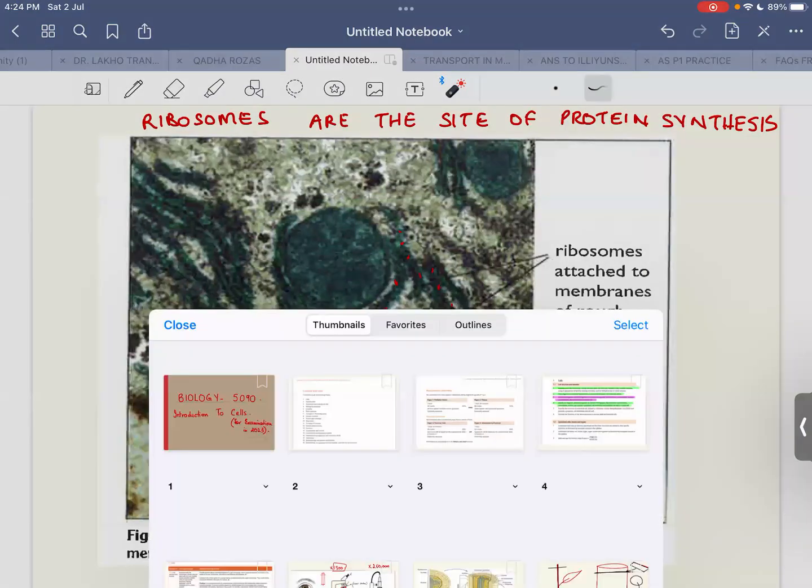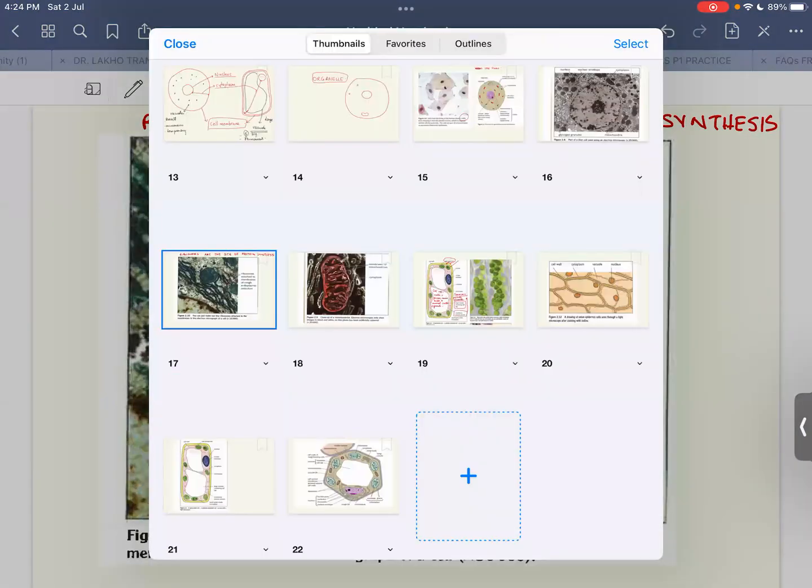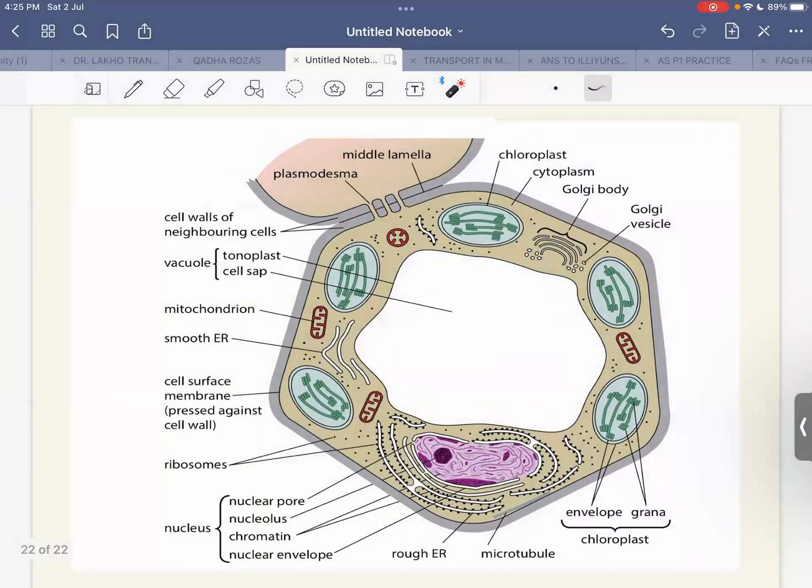Let me show you a high power magnification of a plant cell. This is a diagram taken from a plant cell that has been magnified on a very high power magnification, in which you can see the cell wall. Let me highlight the cell wall for you. This is the cell wall, the one I'm coloring. And then I'll show you the cell surface membrane. See, it's written cell surface membrane pressed against the cell wall. It's very tightly pressed, so it cannot be easily seen separately, right?